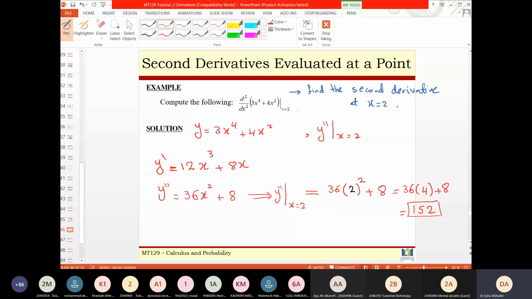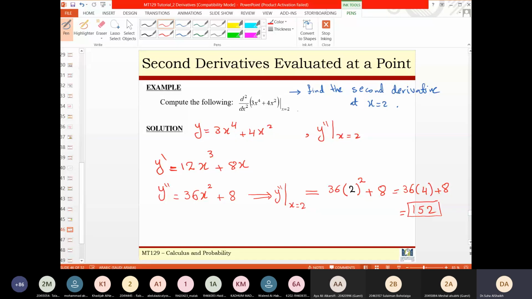You will see many things like this: find the second derivative at a point. Find the first derivative at a point. Find the points where the tangent line is horizontal. Find the point where the tangent line is parallel to a line. Find the derivative. You will see a lot of this.